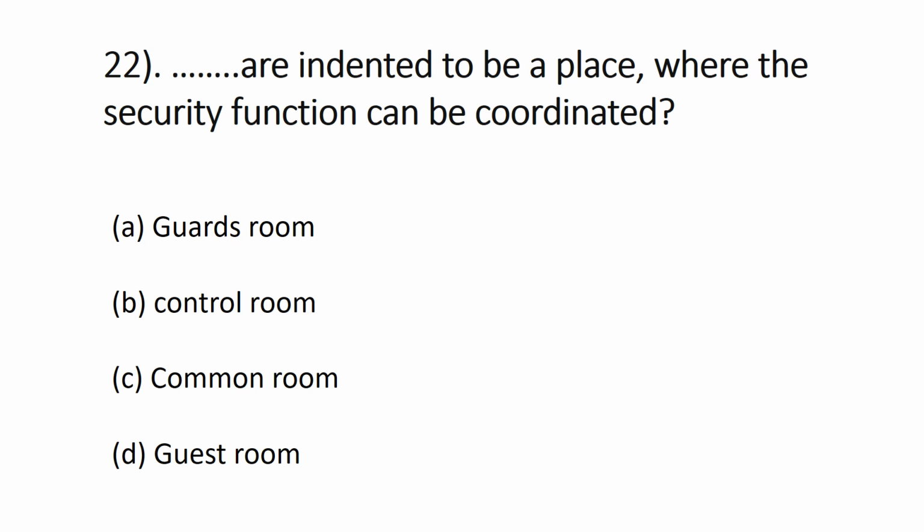Question number 22. Blank are intended to be placed where the security function can be coordinated. A. Guard room, B. Control room, C. Common room, D. Guest room. The security guard functions are coordinated in the control room. So the correct answer is B, control room. Control rooms are intended to be placed where the security guard function can be coordinated.